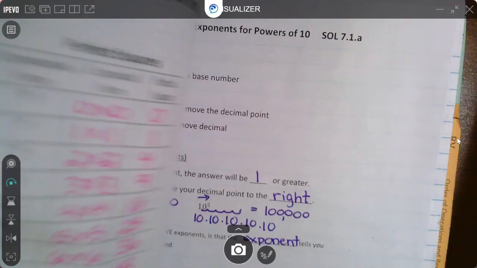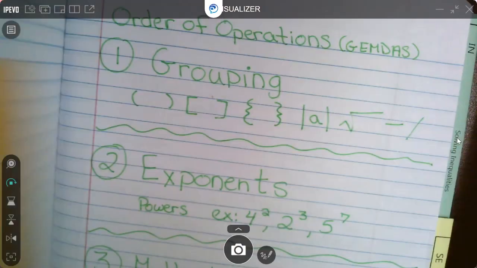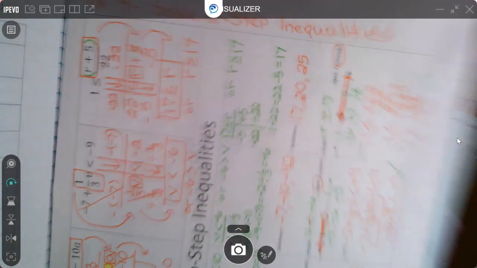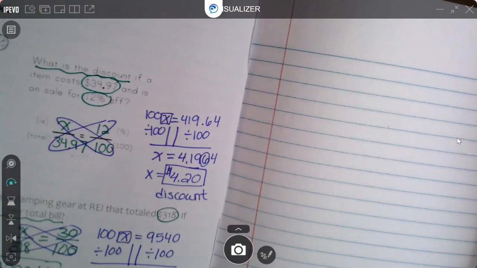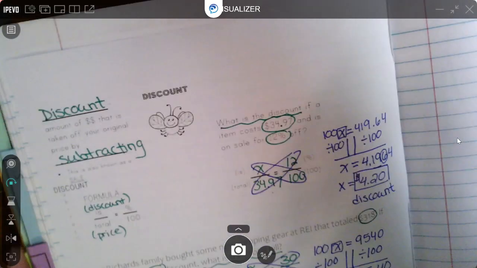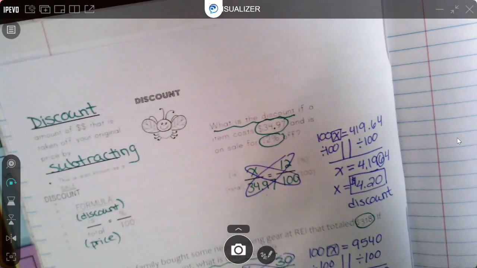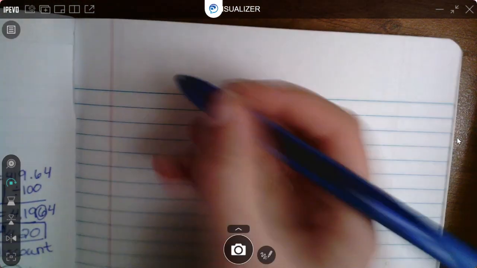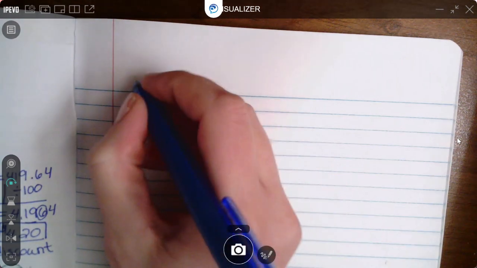So I am not going to glue in a new divider yet. We won't worry about that until we get back to school. But I'm going to flip to the last page that I have in my proportions unit. The last page I had glued in was the page on discount. Just to the right of that, on an empty page, I am going to write equivalent proportions.